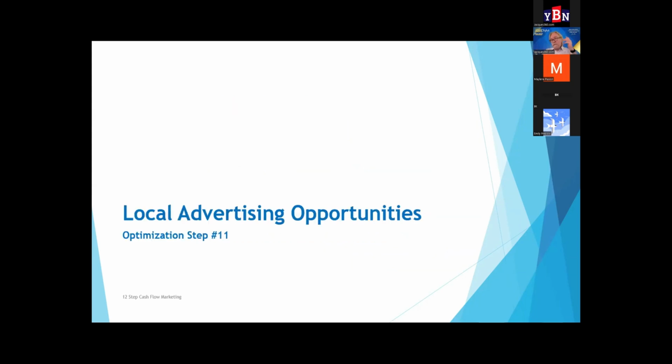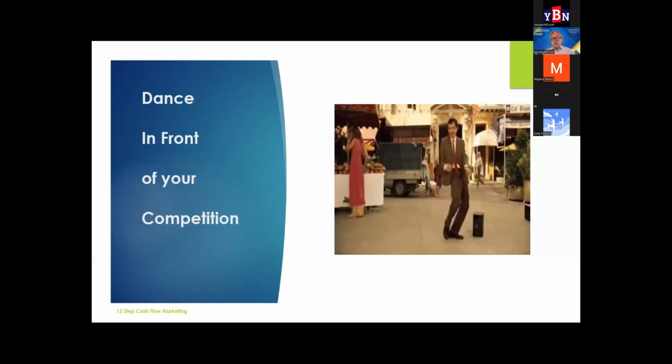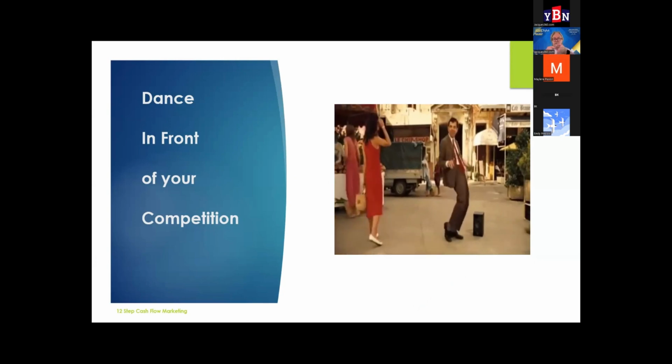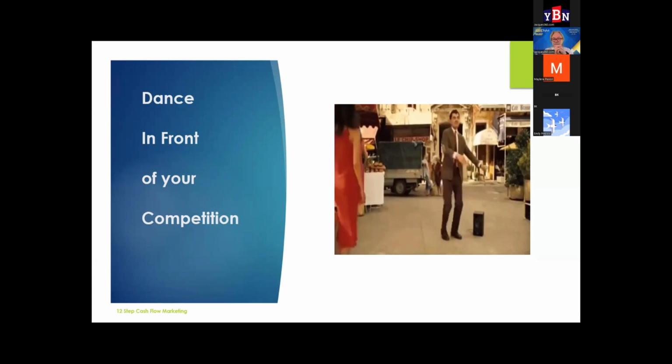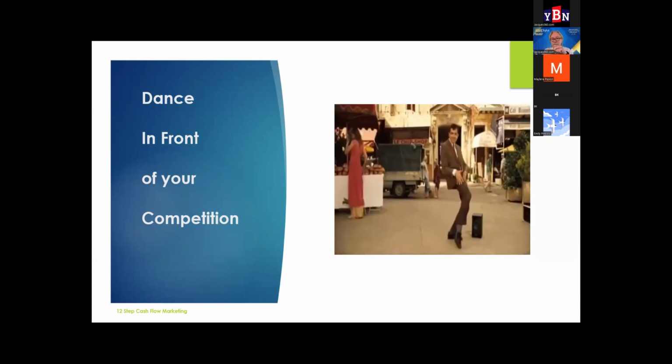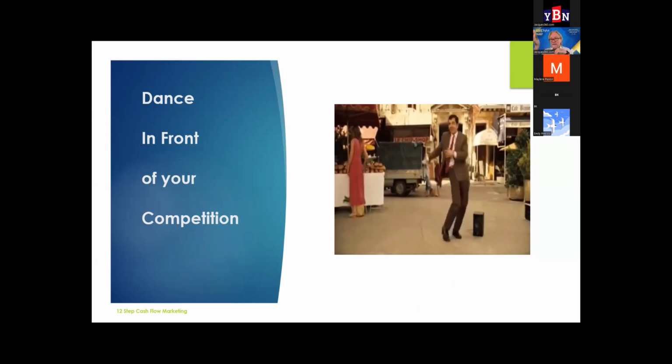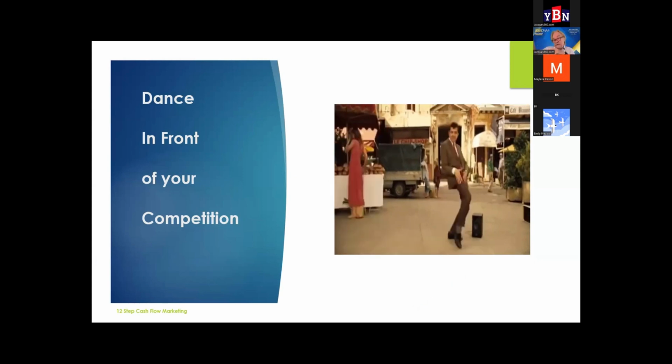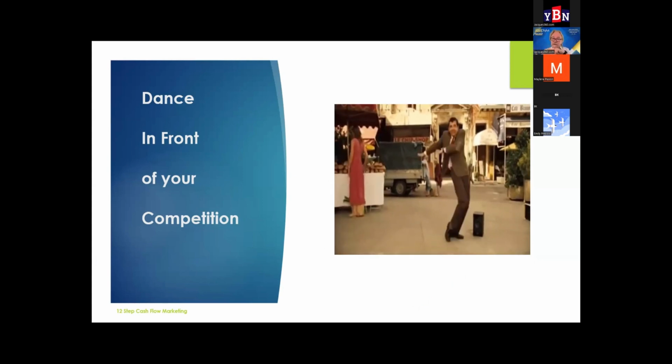Now, step 11, there are a lot of local advertising opportunities out there. There are, okay? And this came out of a script of Mr. Bean, where he lost his wallet and he needs some money. So he's doing a dance and ponytail show to get some money so he can take the bus. But while he's doing that, he is competing with the other vendors, right? The other vendors that want money to sell their product. He wants money to be able to take the bus.